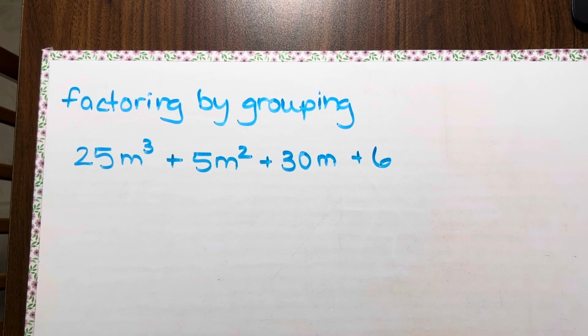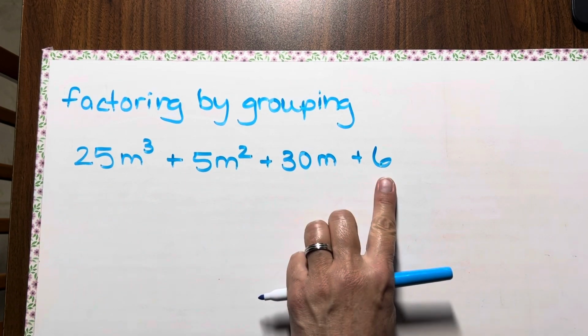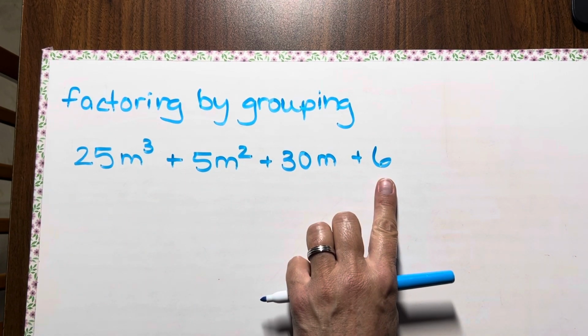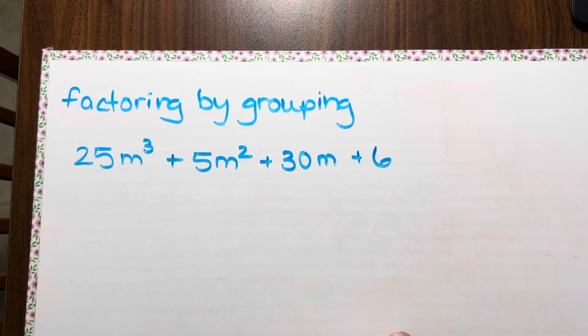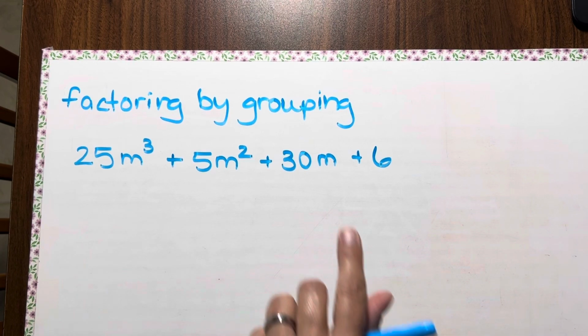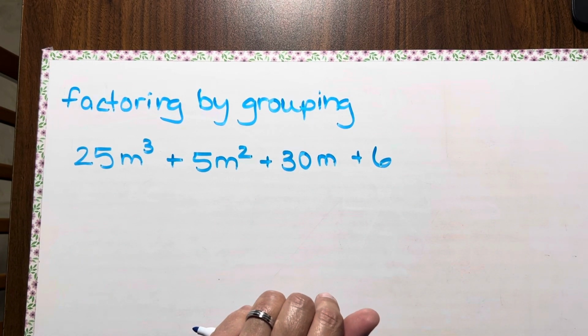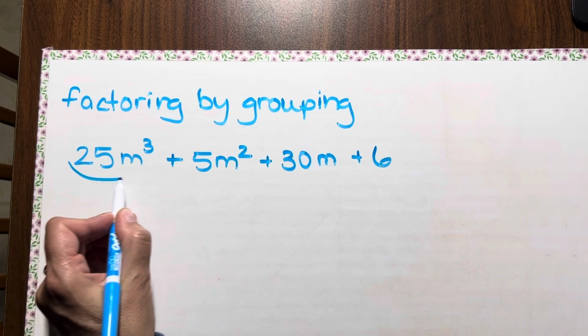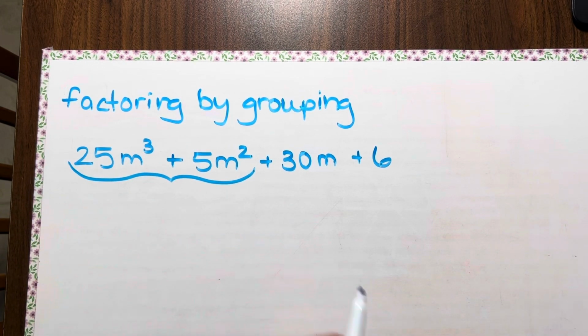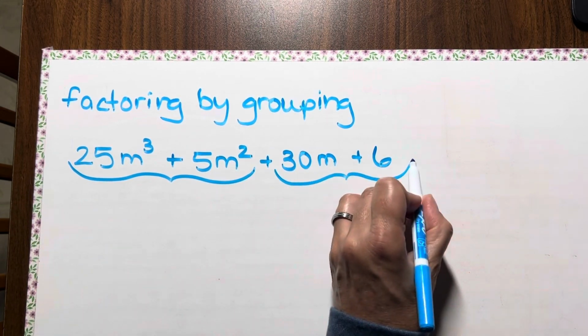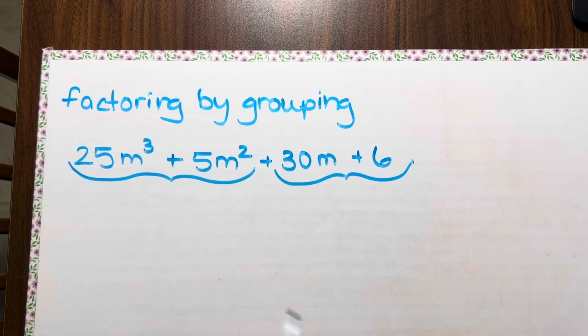The thing to notice when you need to use grouping is that you have an expression that has 4 terms. Normally when we have been factoring, we have either had 2 terms, which is a binomial, or 3 terms, which is a trinomial. But this time we've got 4 terms. So we're going to do what the name implies. We are going to group together some of these terms to factor. I'm going to take the first 2 terms and group those, and the last 2 terms and group those.